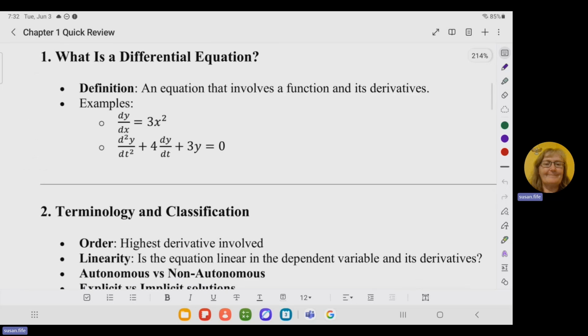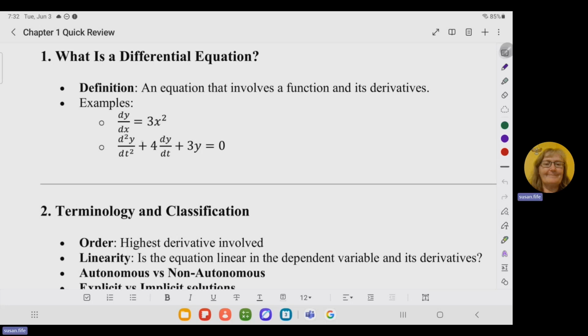A differential equation is an equation that contains at least one derivative. These two equations are both examples of a differential equation. The first one, the derivative of y with respect to x is equal to 3x squared. Notice you have a first derivative there. This is a first order equation. It's also linear. It's also non-homogeneous.